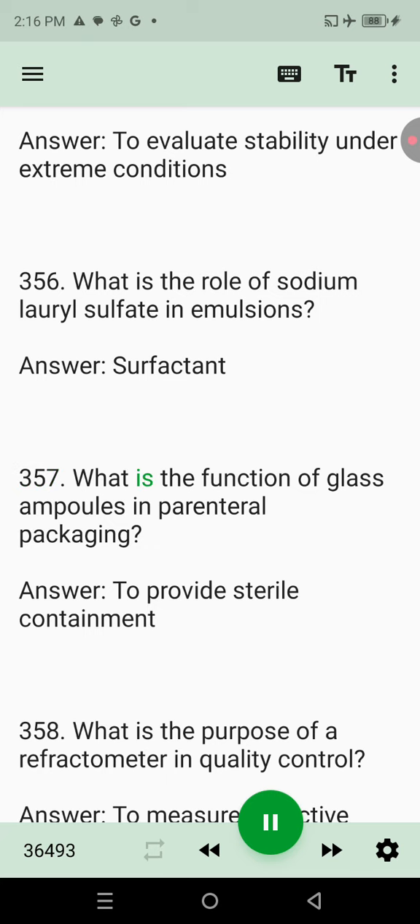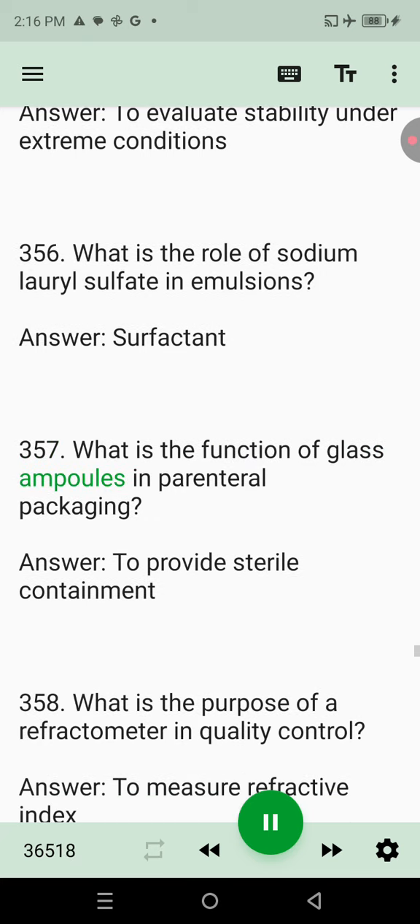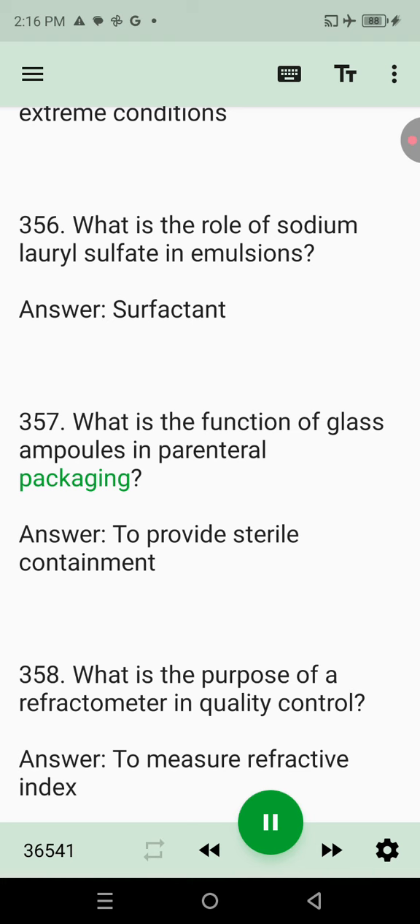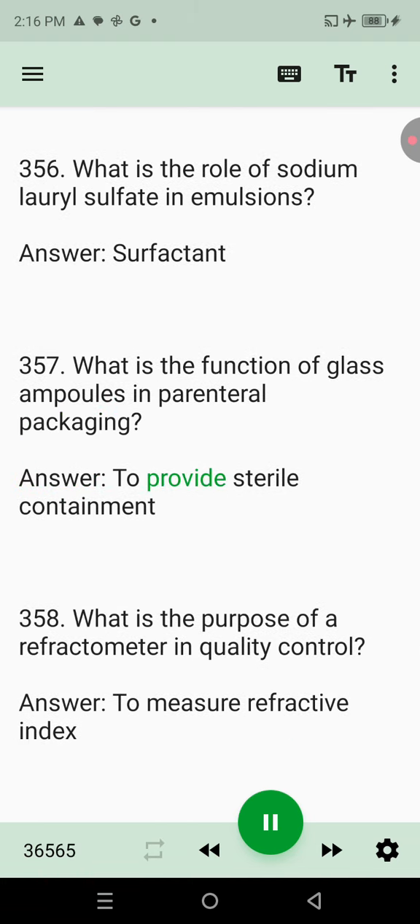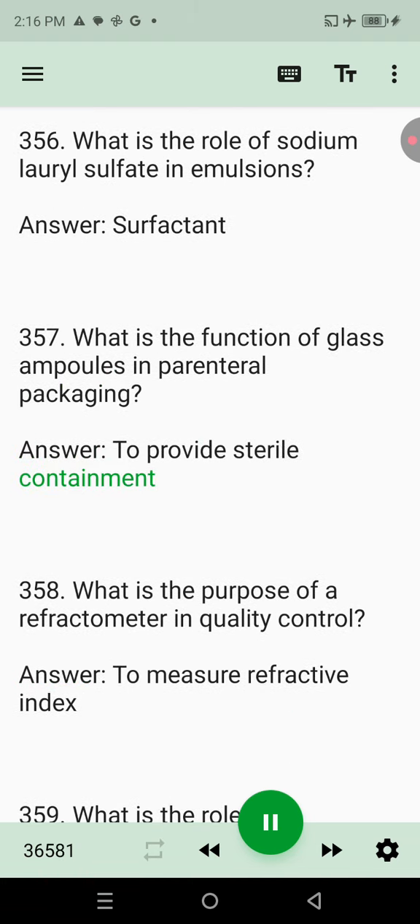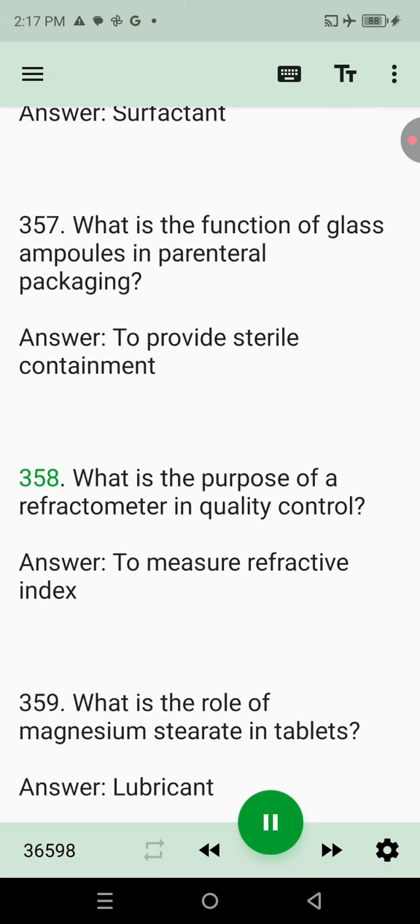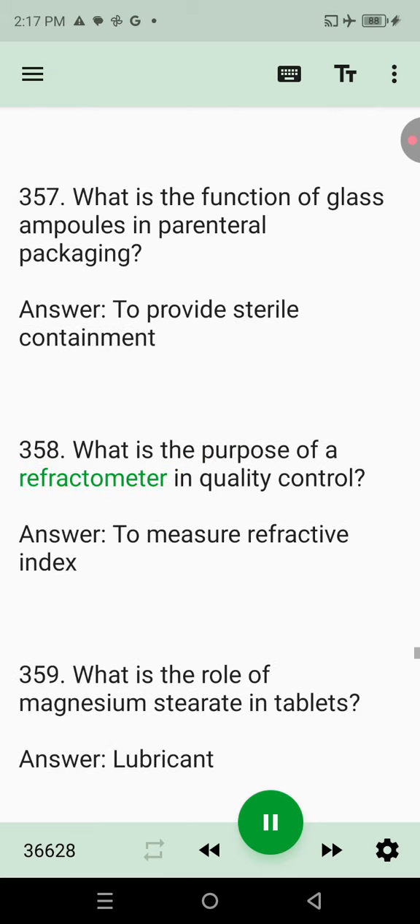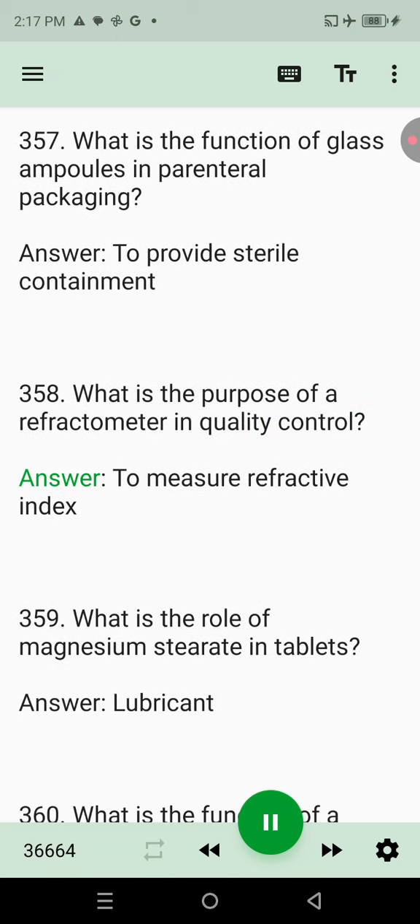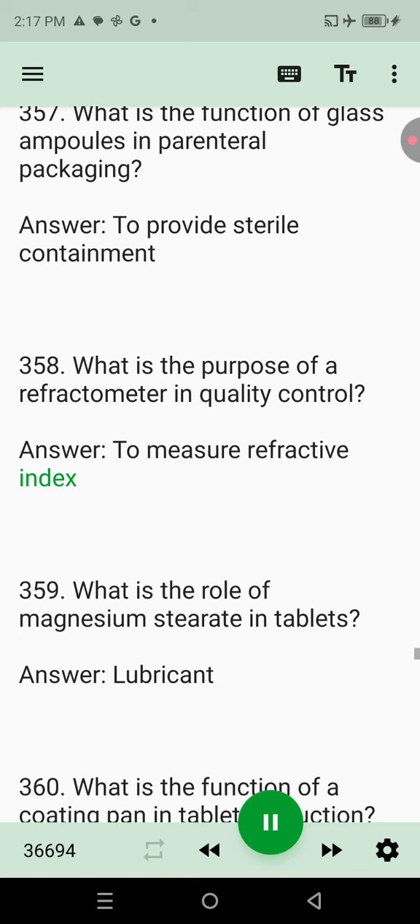357. What is the function of glass ampoules in parenteral packaging? Answer: to provide sterile containment. 358. What is the purpose of a refractometer in quality control? Answer: to measure refractive index.